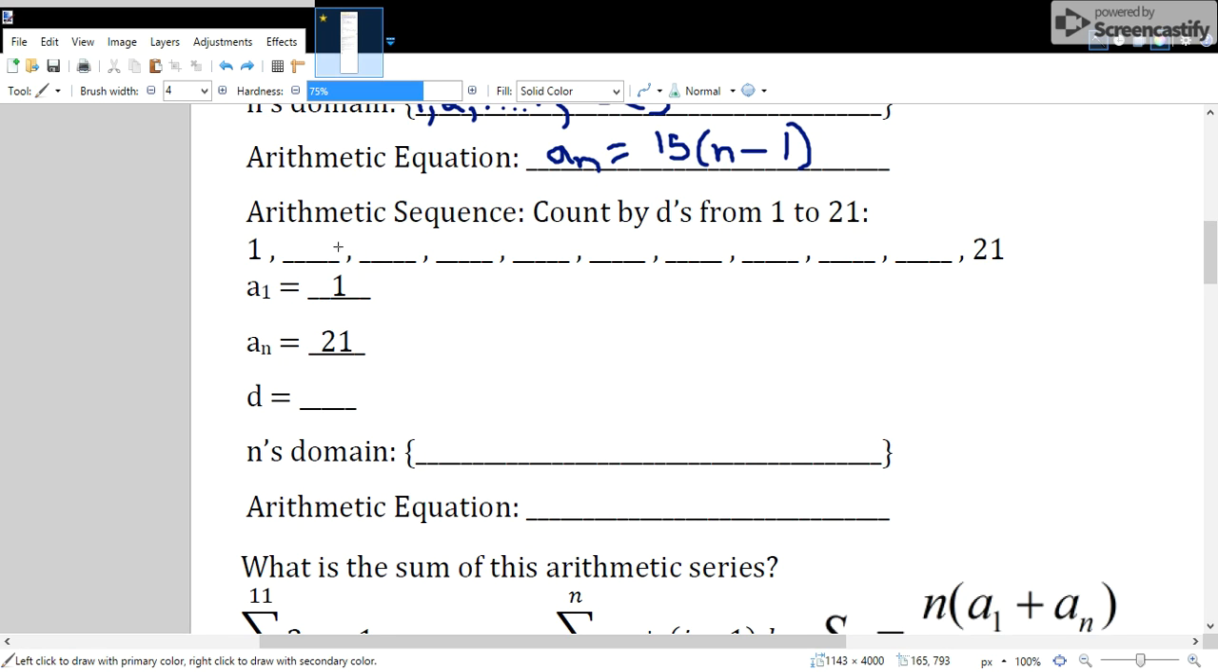Okay, take a couple of seconds. Count by d's from 1 to 21. Also identify what is the d. Okay, from skip counting, we have 1, 3, 5, 7, 9, 11, 13, 15, 17, 19, 21. So if our first term is 1, and a of n in this case is 21, our common difference, we're adding 2 each time.